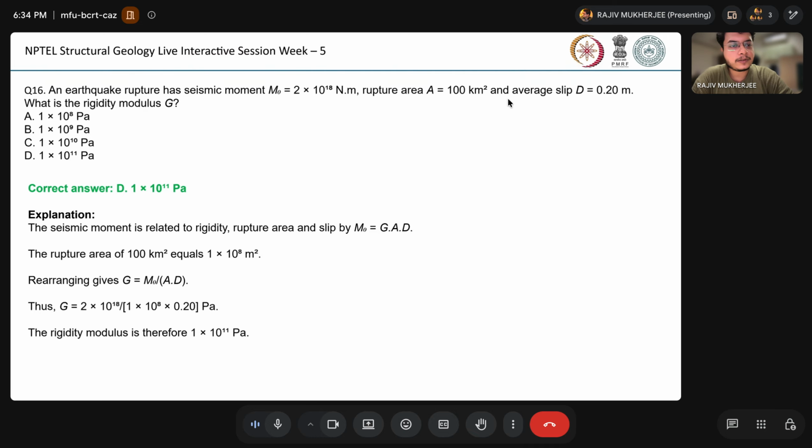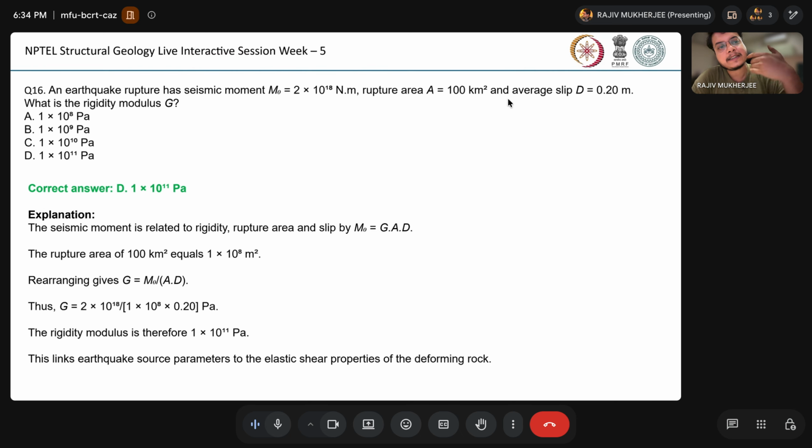And so you simply calculate and you get a ratio of this numerical expression, and the rigidity modulus is therefore 10 to the power 11 pascal. So this links earthquake source parameters to the elastic shear properties of the deforming rock. If we know beforehand the elastic properties of the rock, we can estimate how much moment can be released for a certain earthquake, and that can help us go for a prediction of earthquakes kind of thing, right? So we know the damage from these parameters.